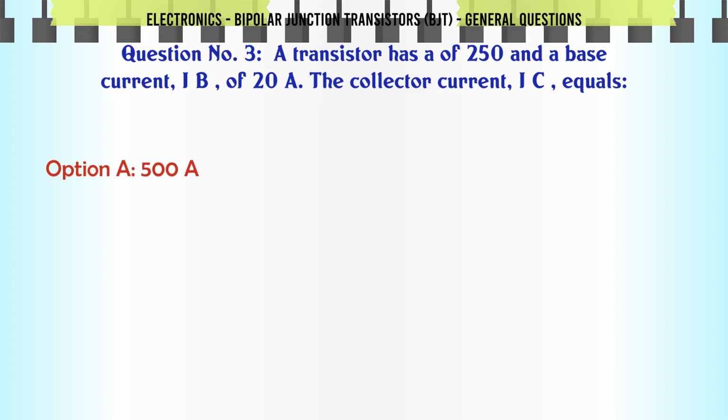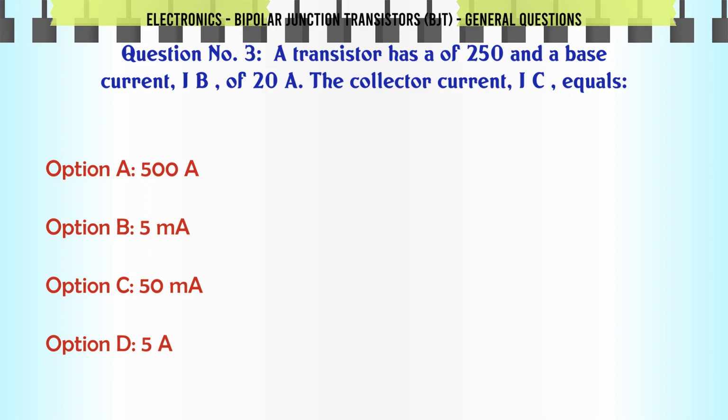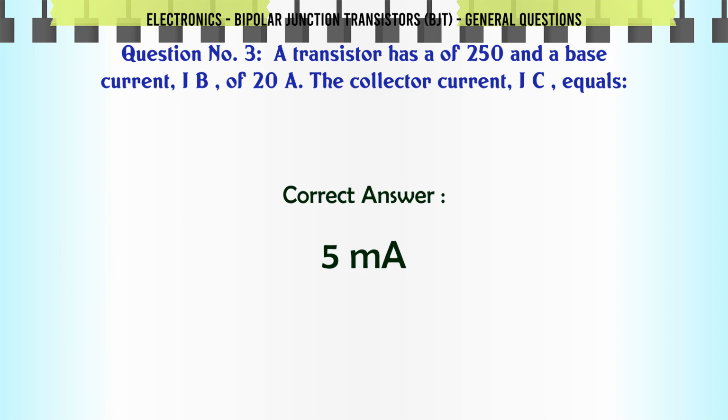A transistor has a beta of 250 and a base current IB of 20 µA. The collector current IC equals A. 500 µA, B. 5 mA, C. 50 mA, D. 5 A. The correct answer is 5 mA.